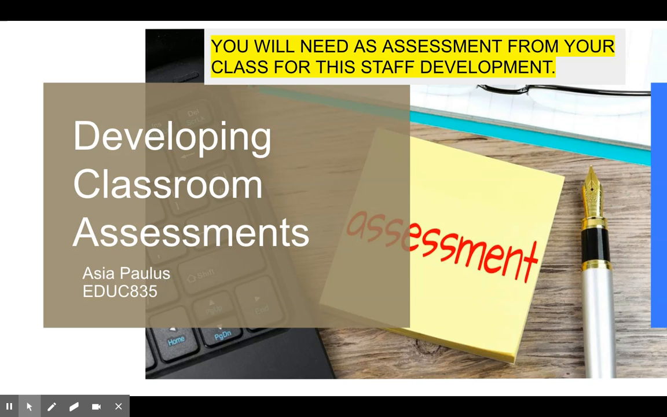For today, you will need an assessment from your classroom, so one that you use. This might be a summative assessment. This would probably be the best option to bring with to the development today. You'll either need a paper copy or an electronic copy, whatever you find most preferable.